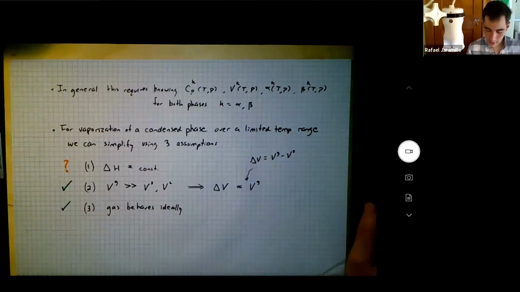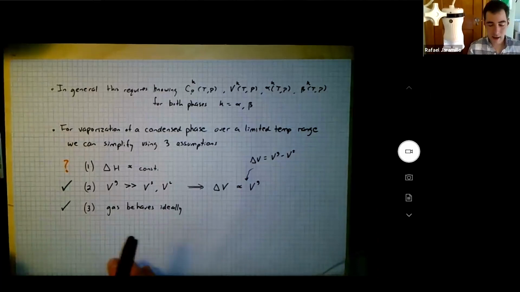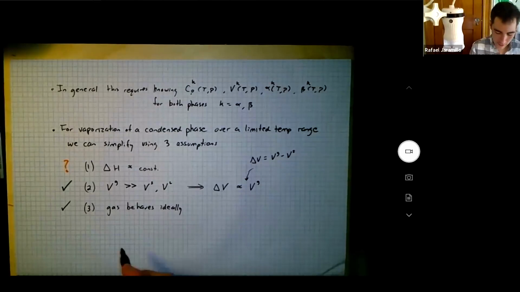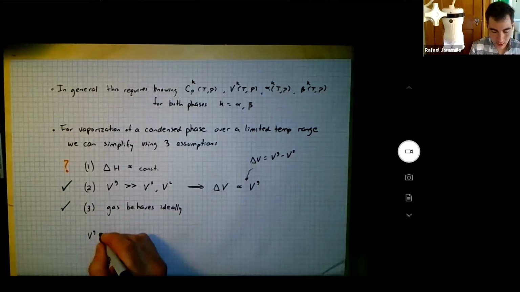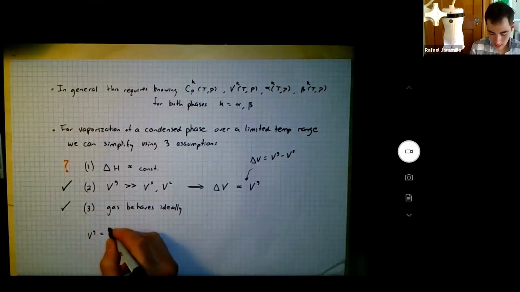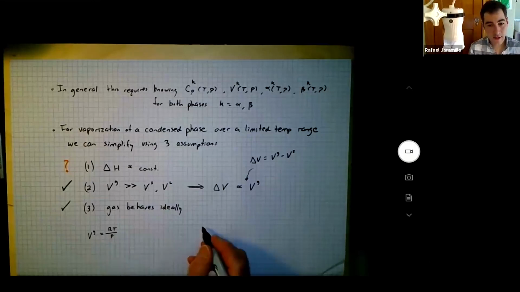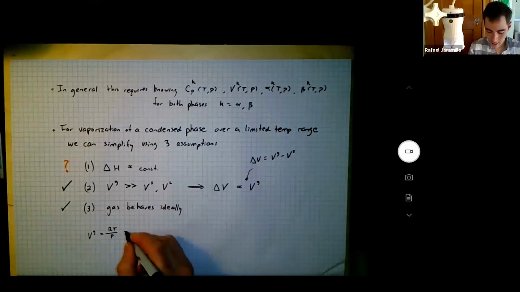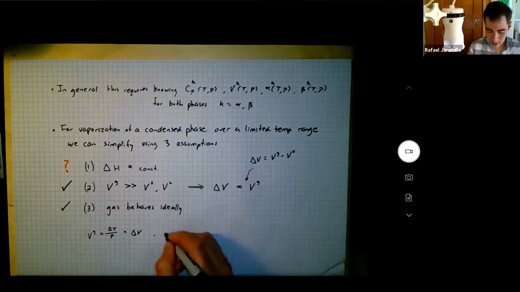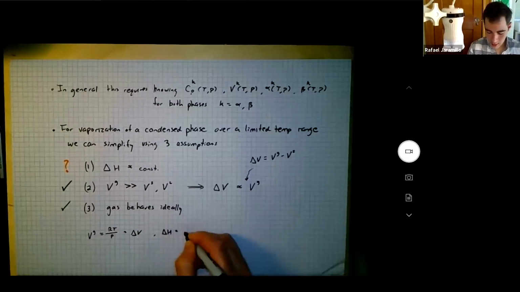Well, what I'm going to do is outline the way that this goes forward, because on the PSET, you need to use this a little bit. So I want you to explore a little bit. If the volume of the gas equals RT over P, that's PV equals nRT, and that's approximately equal to delta V, and delta H is constant.